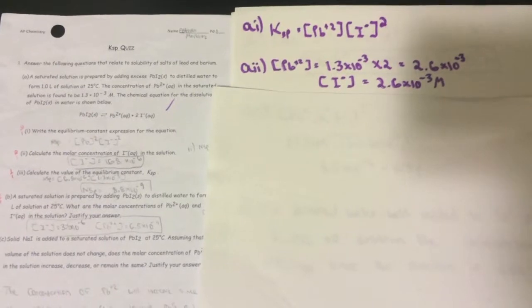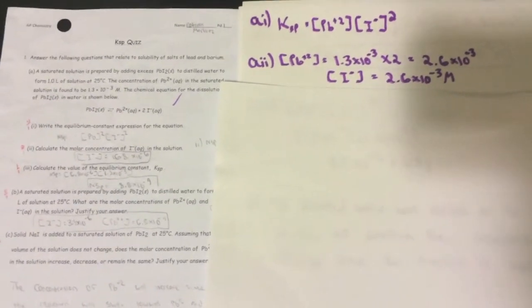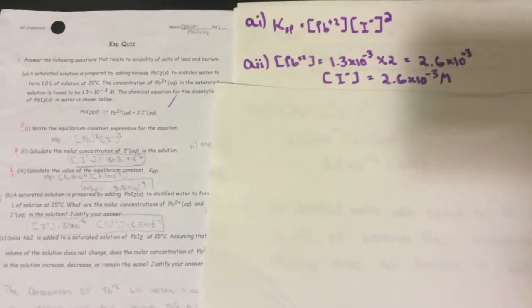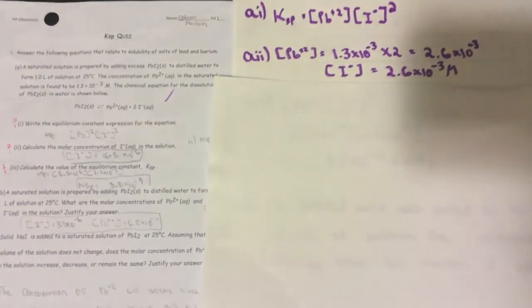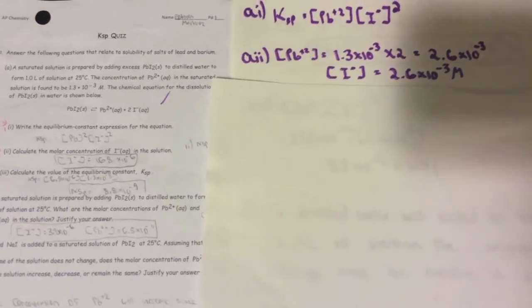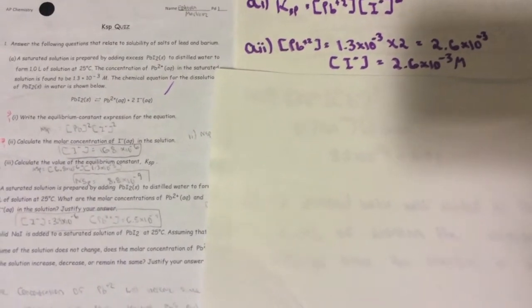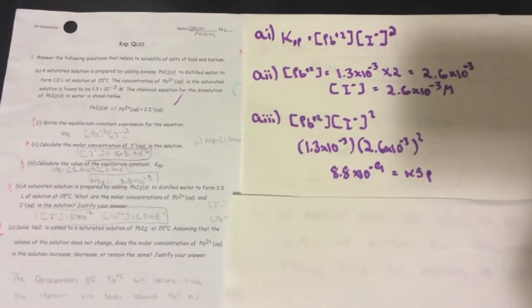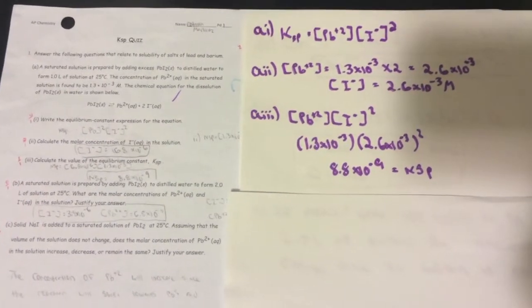For A2, we have to calculate the molar concentration of I- in the solution. So all we have to do is multiply the concentration of Pb2+ by 2, since for every mole of Pb there's 2 moles of I-, and we get [I-] equals 2.6 times 10^-3 molarity.